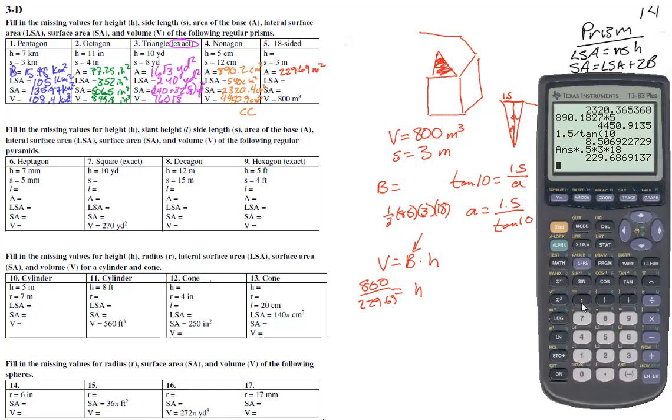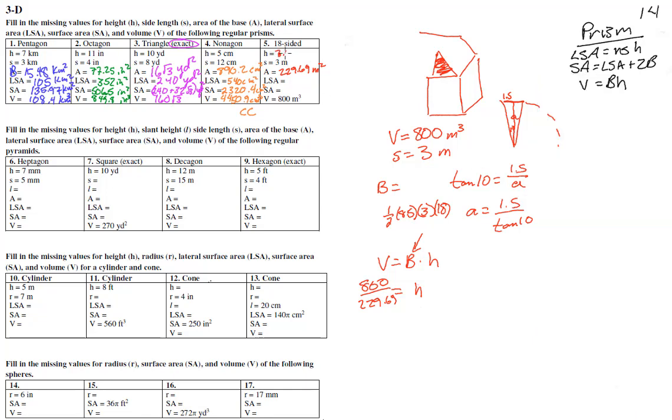So let's get the height now. So 800 divided by that answer gives us 3.48. So the height is 3.48 meters. All right, okay, good. So now we can use this to get the lateral surface area, because if the height is 3.48 and the side length is 3, we can find the area of this side. So the LSA, we're going to have the height, which is 3.48, times the side length, which is 3. That'll give us the area of one rectangle, times 18.